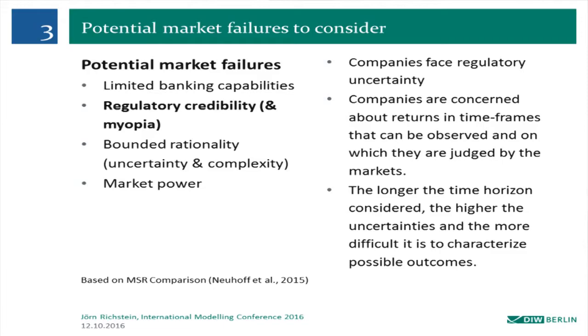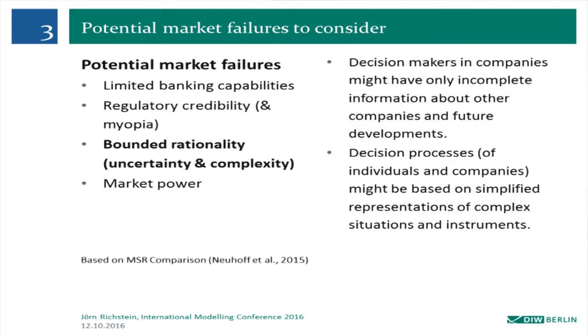Another point which also has sort of a myopic effect is bounded rationality, the uncertainty and complexity. Companies might not be able or not be willing to actually forecast 20 or 30 years into the future. They might have incomplete information about other companies, and their decision processes might actually not be designed to take all this uncertainty into account and rely on simplified representations of complex situations and instruments.